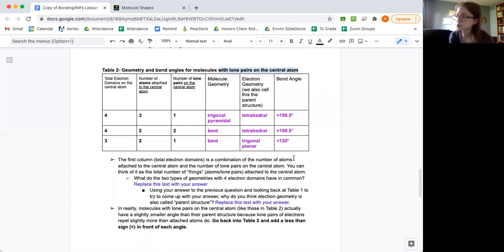Then when we moved on to table 2, and now we do have lone pairs on the central atom, it gets a little more complicated. First of all, check and make sure your answer is correct. Make sure that you actually did this bullet point and went back and put the less than sign. Anytime there are lone pairs on that central atom, your angle should have the less than sign. And let's talk about the rest of these questions.